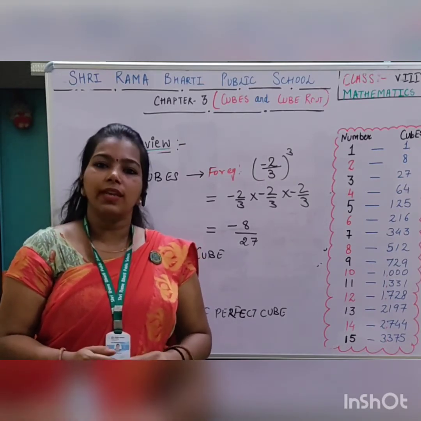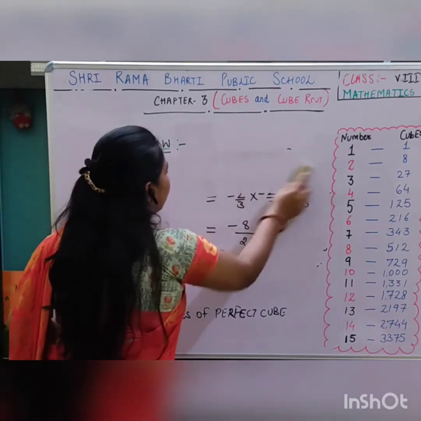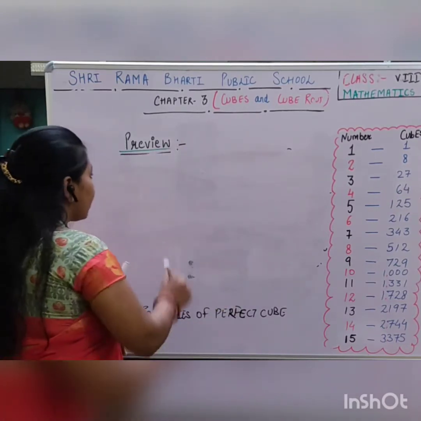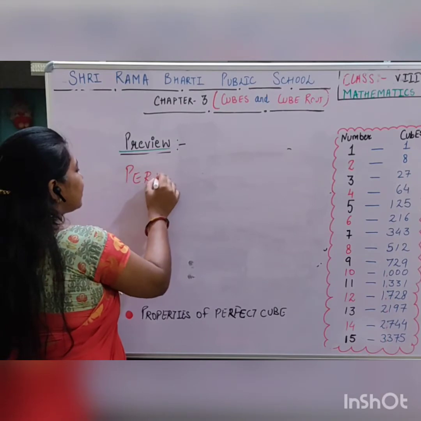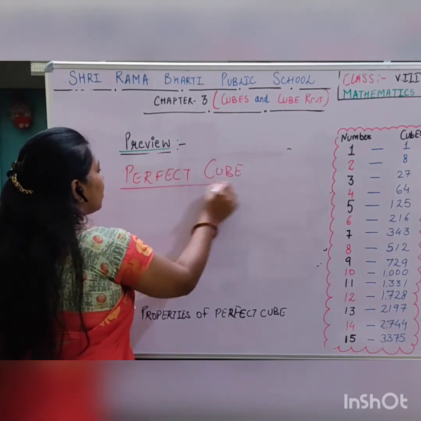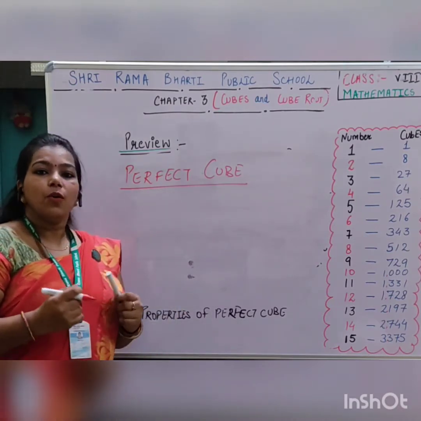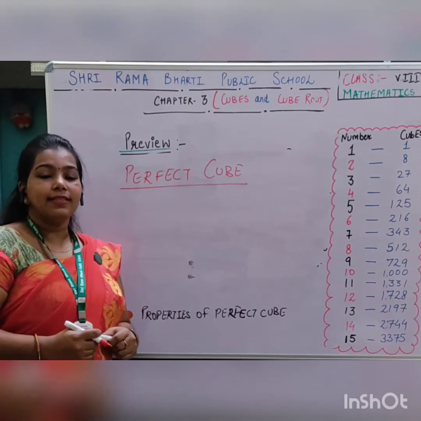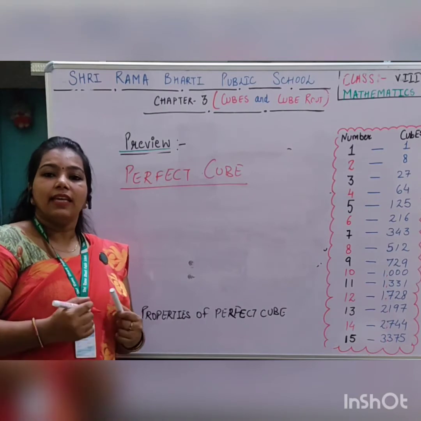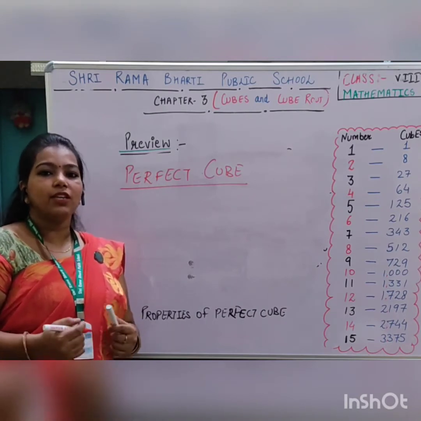Now move on to the next topic. What are perfect cubes? Now we will discuss perfect cube. Students, perfect cube means if a number has the factors, especially the prime factors, in the form of triplets, so it makes a number a perfect cube.